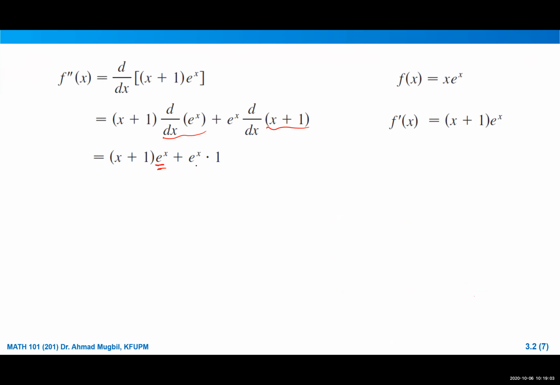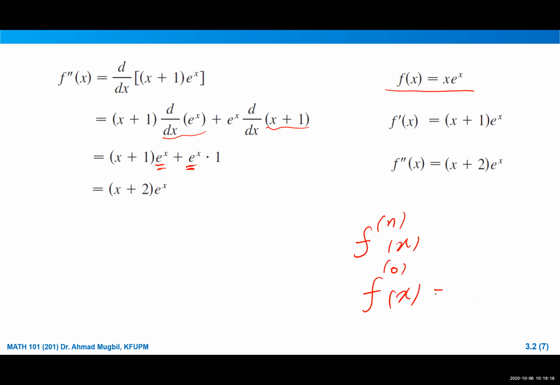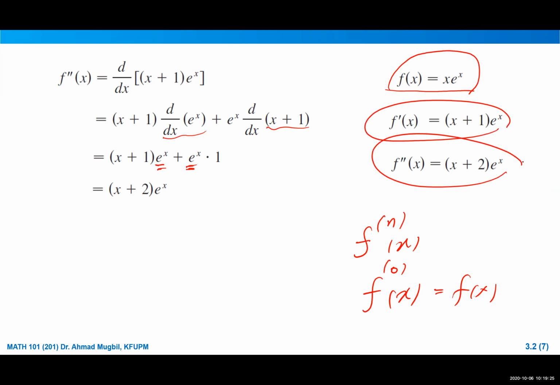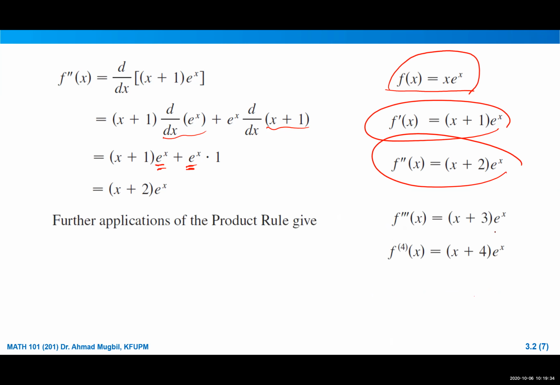Now again, take e to the power x as a common factor. You will have x plus 2. What do you notice? Do you notice what happened when we had the zeroth derivative? By the way, Shabab, when you have f(n) of x, when n is 0, you have the original function. So in fact, the original function is this, and this is the first derivative, and the second derivative. And what can you notice, ya Shabab, what happened? We are adding 1. Excellent.